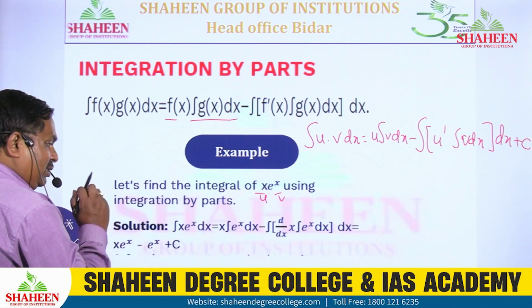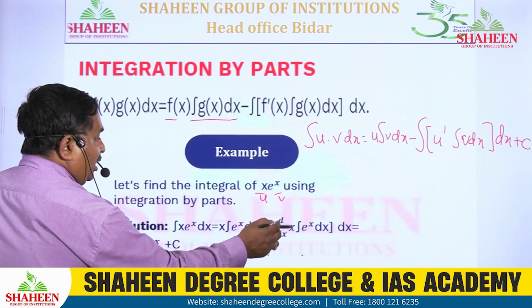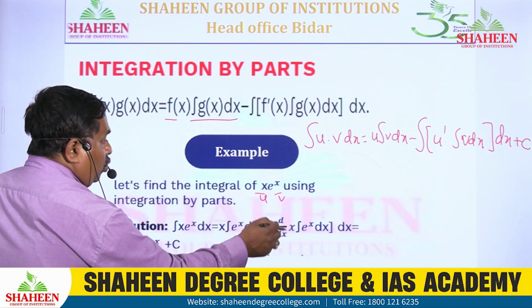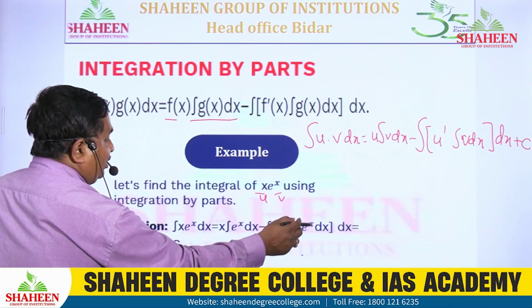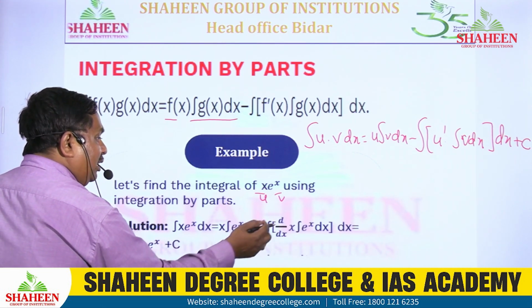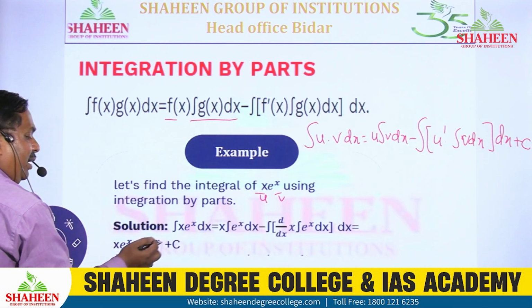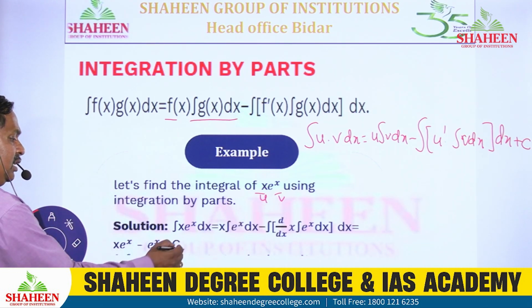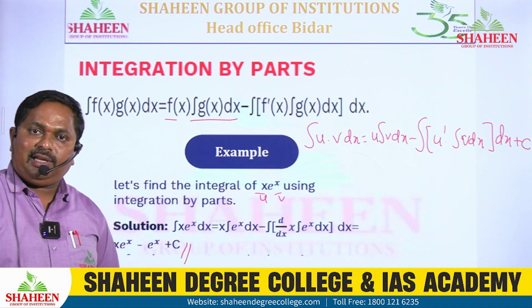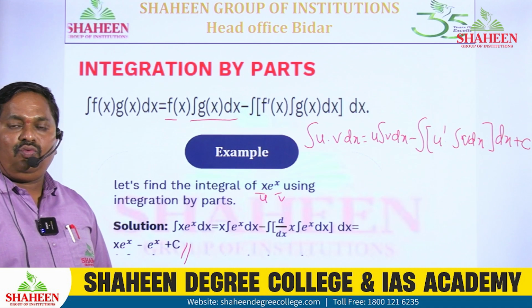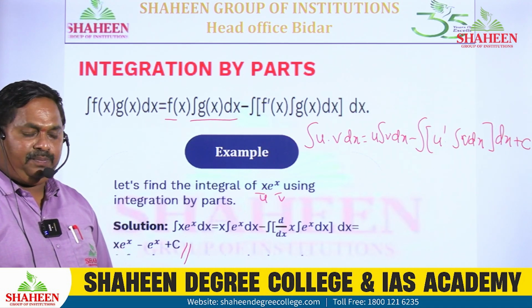Now we know that here the integration of e power x is e power x, so that becomes x into e power x, minus the derivative of x, which is 1. Only the integration of e power x remains, and we know that the integration of e power x is e power x. So the result is x e power x minus e power x plus c. This is our final answer. In this way we are integrating a function which is in multiplication.